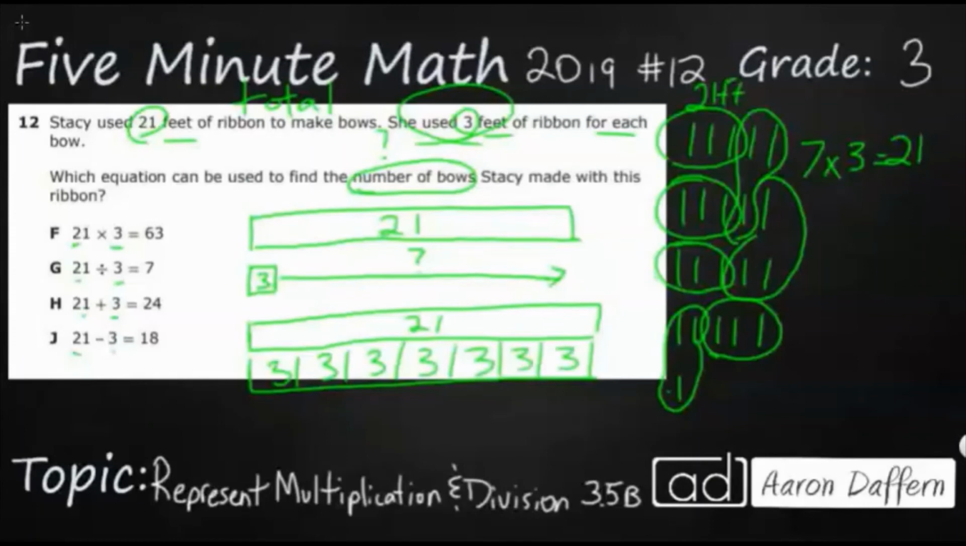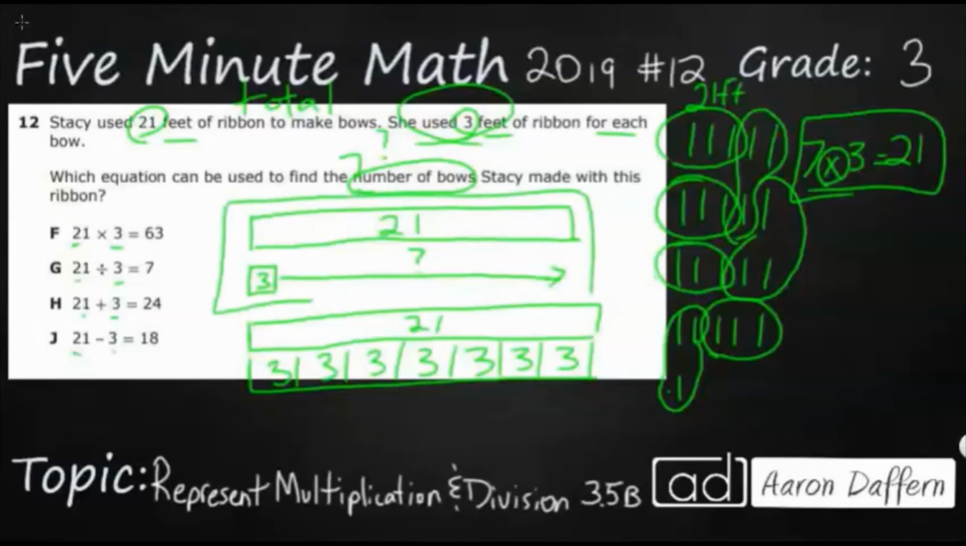So yes, that works. But take a look right here. 7 times 3. So we know that she made 7 bows. But 7 times 3 equals 21 is not one of my options. I do have a multiplication, but it looks like 21 times 3, and that's going to give me 63. Well, let's go back to my original strip diagram.